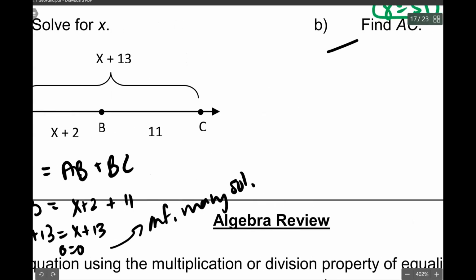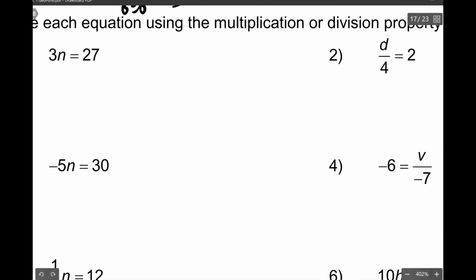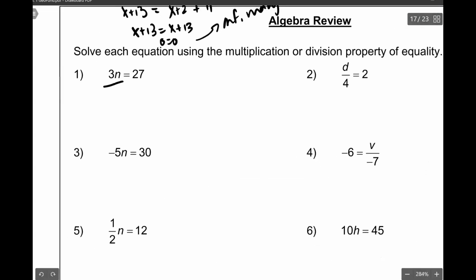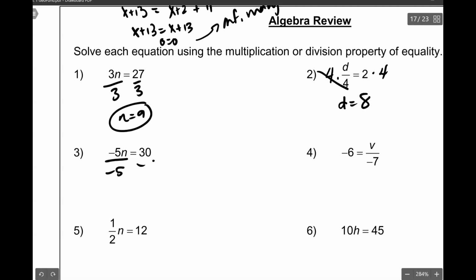Not a great problem. We're going to skip part B because it doesn't make sense. All right, algebra review. How do we get these variables by themselves? So divide by 3. Here, multiply by 4, so that crosses out and we get 8. Divide by -5, so we get n is -6. Multiply by -7, we get 42 is equal to v.